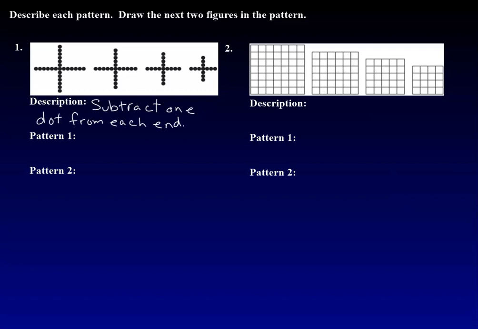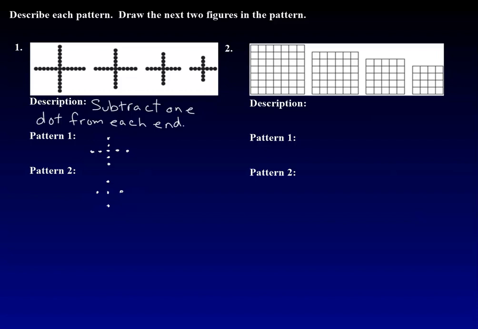So for pattern 2, it looks like the last one had 3 dots in each direction. So I'm going to have 2 dots, 2 dots below, 2 dots, let's try that again. Something like that. And for the second pattern, again, I'm going to drop 1 dot in each direction, so I'll have a dot above it, a dot below it, a dot to the left, and a dot to the right. And that's my second figure. Dots a little bit more bold so you can see them.